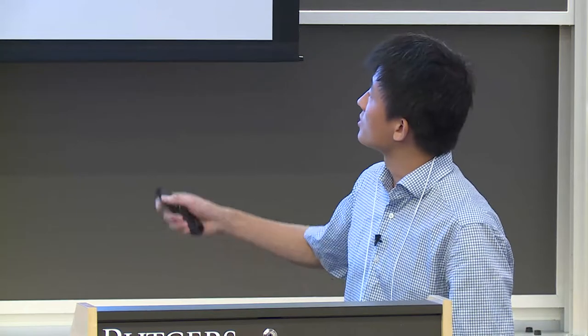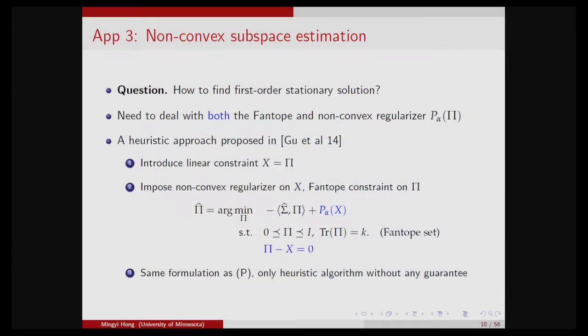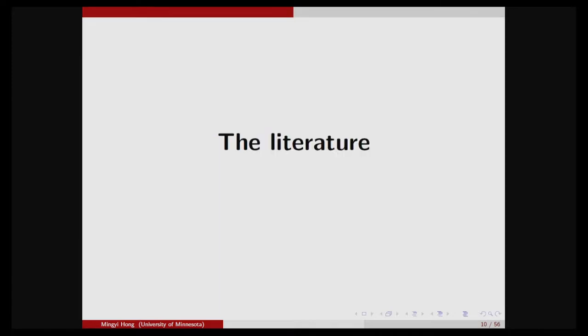So what they do is introduce a new variable x here, let it equal pi, and use x to take care of the regularizer, and use pi to take care of the Fantope constraint. Okay, so notice that we have this linear constraint here, which comes back to our very first formulation. However, at that time, there was no rigorous algorithm for how to solve this, so it's a heuristic algorithm in that paper. Okay, so we have seen three applications so far. So let's talk about how we're going to solve the original linearly constrained problem.